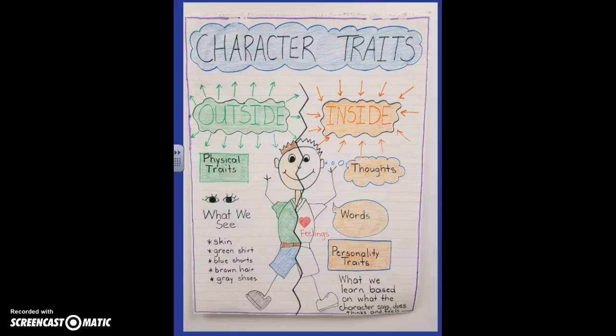And then again, if you look at the outside side of our chart, you'll notice that the colors are the same. They're both in green. And if you look at the inside part of the chart, you'll notice that all the colors are the same. They're in orange. However, all of the print, like physical traits, thoughts, words, personality traits, any other information, is in a bold color. We use black for this one so that it could be seen from far away.